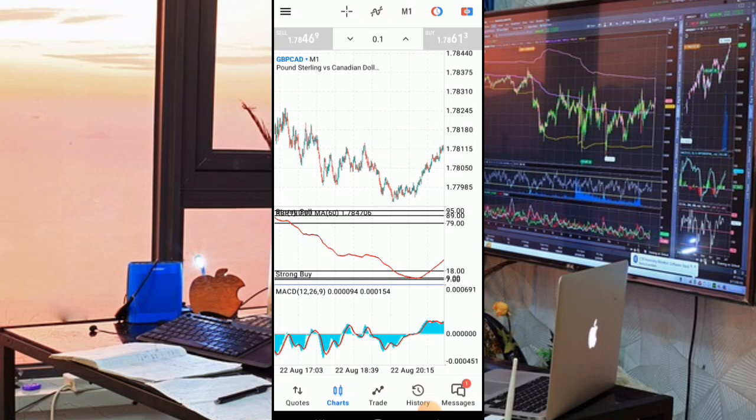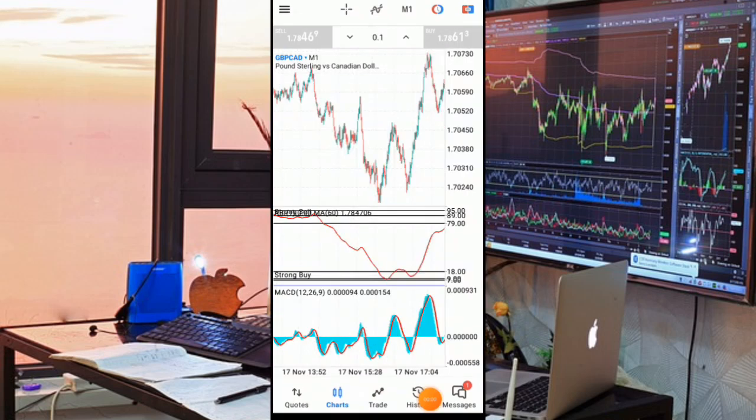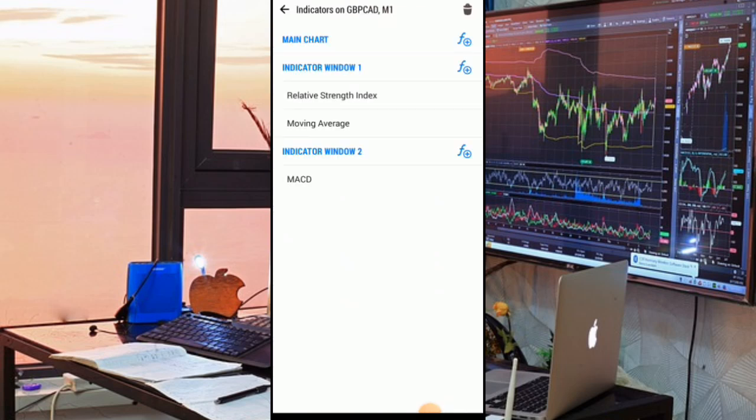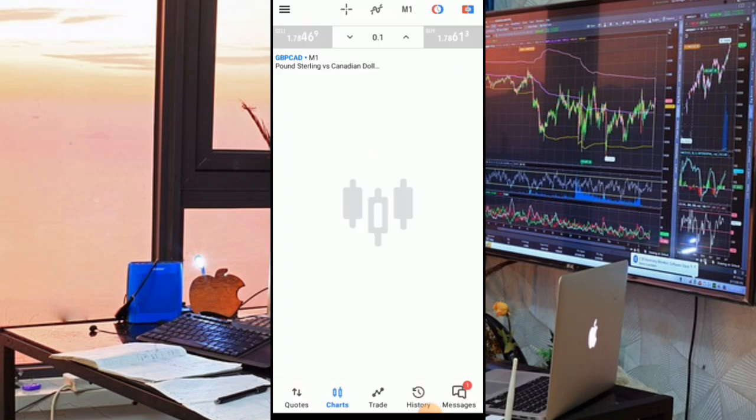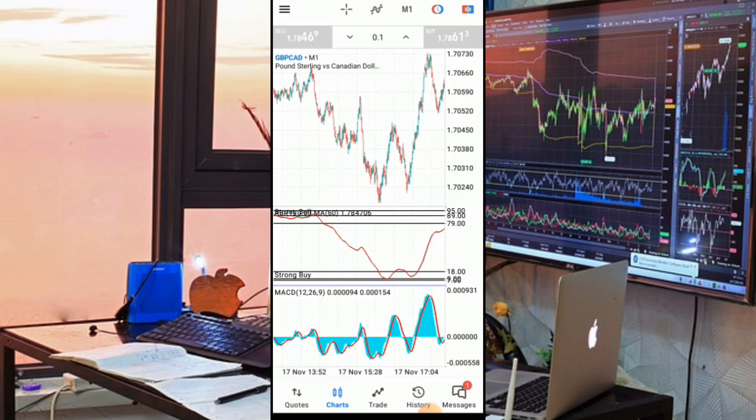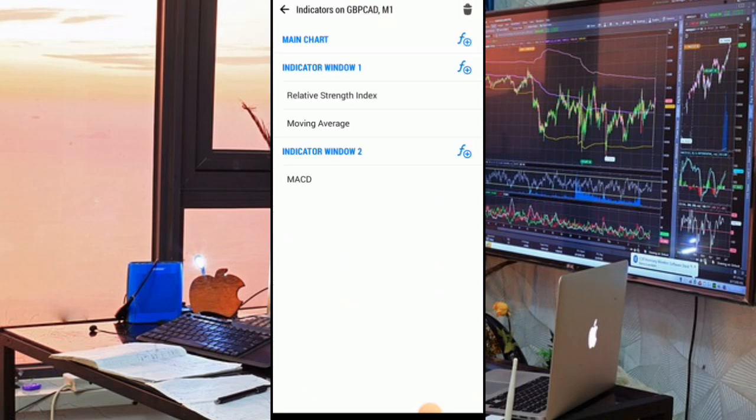For this one, we said we're going to be using the RSI, also with the help of MACD. Don't you worry, I will be giving you the settings for all the indicators before the end of the video, so stay here and you will get them. Otherwise, we will just be using these three: RSI, moving average, and MACD.